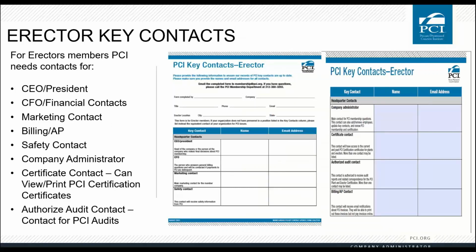Erector members need all the previous contacts listed along with a certification contact and an authorized audit contact. Certificate contacts are able to access and print out your certification certificate. Company administrators and authorized audit contacts are also able to print out your certification certificates from PCI. Authorized audit contacts will be the main contact for your PCI audit.